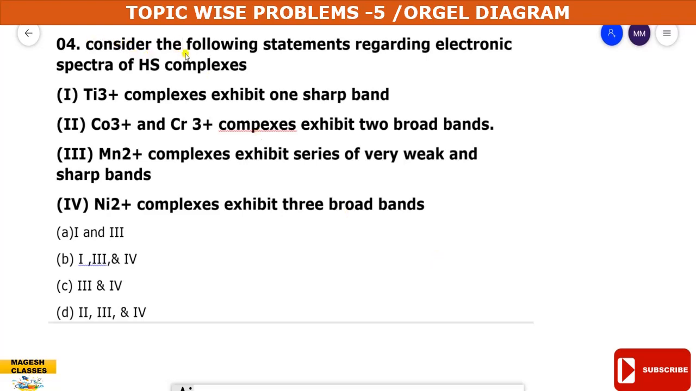Question number 4. Consider the following statements regarding electronic spectra of the high spin complex. Titanium 3 plus complexes exhibit one sharp band. Cobalt 3 plus and Cr 3 plus complexes exhibit 2 broad bands. Mn 2 plus complexes exhibit a series of very weak and sharp bands, and the Ni 2 plus complexes exhibit 3 broad bands. So what is the trick?